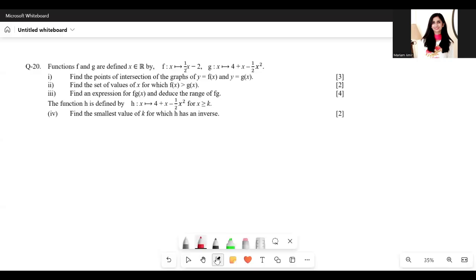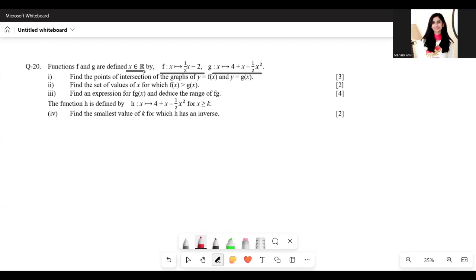This is question number 20 from the worksheet, which says that f(x) equals half x minus 2, g(x) equals 4 plus x minus half x squared, and the domain is, for both of them, x is an element of real numbers. That means x can take any value on the number line. Find the points of intersection of the graphs of f(x) and g(x).